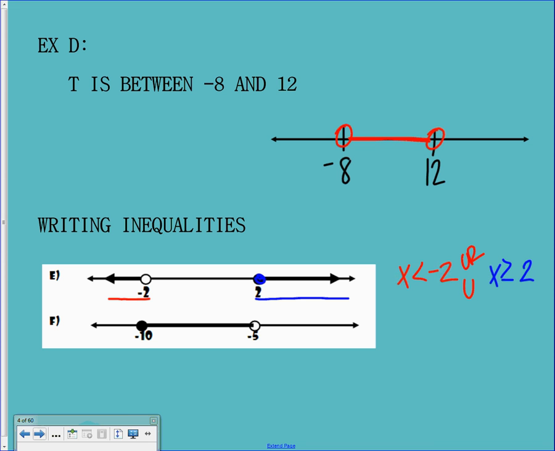Okay. Example F here is going straight between these two numbers. Okay, so I start at negative 10, and then I've got negative 5, and I've got x between them. The dot at negative 10 is closed, so that's going to be a less than or equal to. The dot at negative 5 is open, so it's just the less than sign.